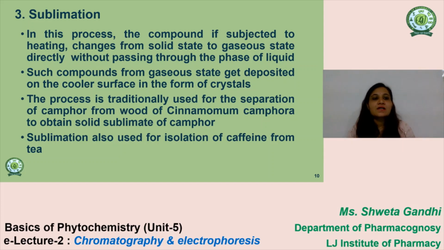The sublimation process, for example, is mainly used for the separation of camphor from the wood of Cinnamomum camphora, and sublimation is also used for the isolation of caffeine from tea. So these are the two examples of the sublimation process.